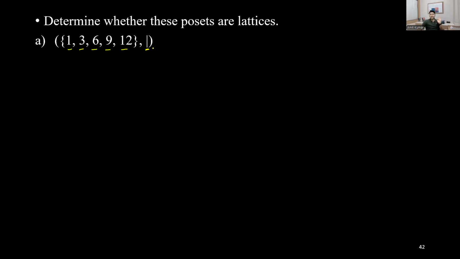Divisibility is also transitive because when A divides B and B divides C, then A must divide C also. The first part is done: the given structure is a POSET. You can do it by yourself. I explained it. Now, moving to the second part, we are supposed to check that every pair of elements has a supremum as well as an infimum.